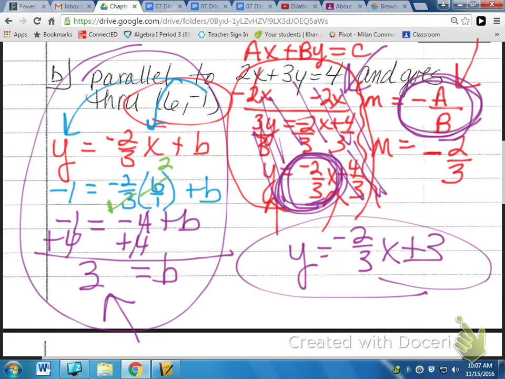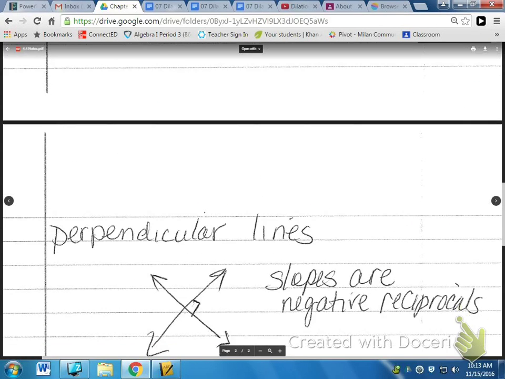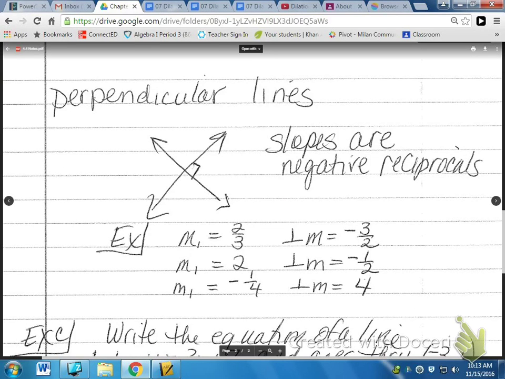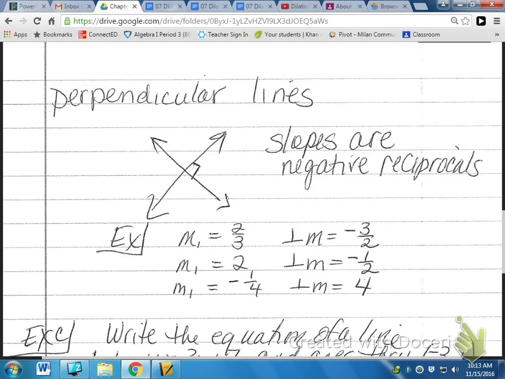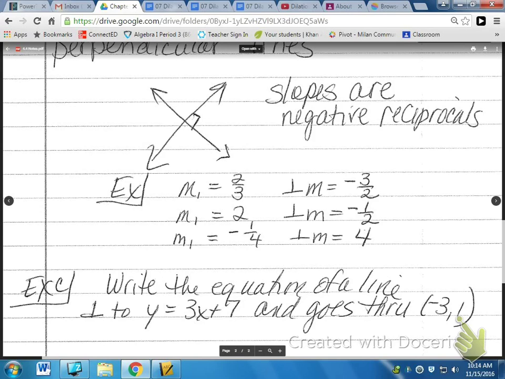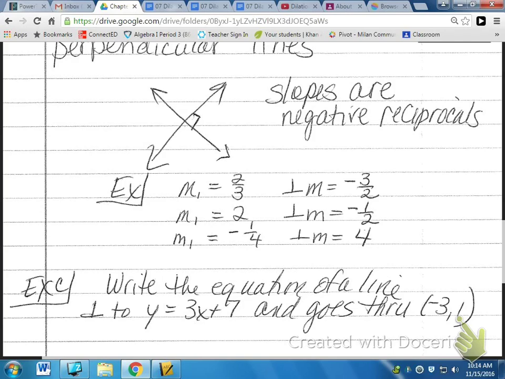Now, let's look at what happens when two lines are perpendicular. Perpendicular lines are going in complete opposite directions by a right angle. Their slopes are negative reciprocals. So this is what this says right here. If an original slope is 2/3, the perpendicular slope, this symbol's perpendicular, would be negative 3/2. It's the reciprocal, you flip it over.